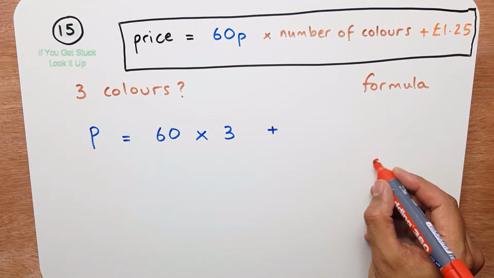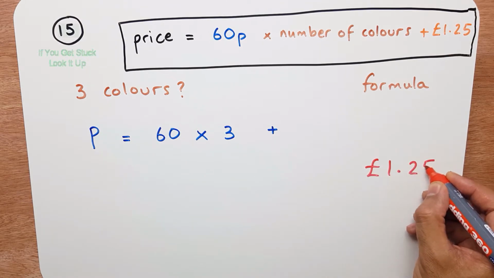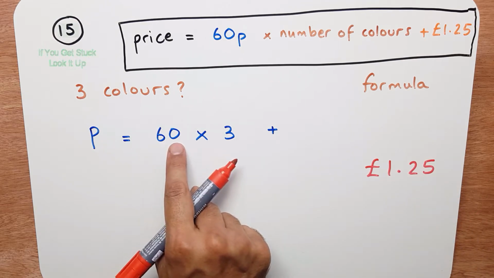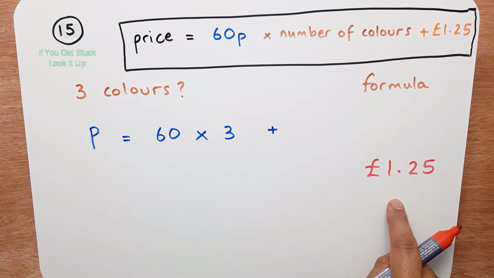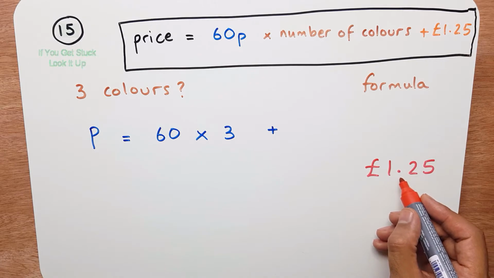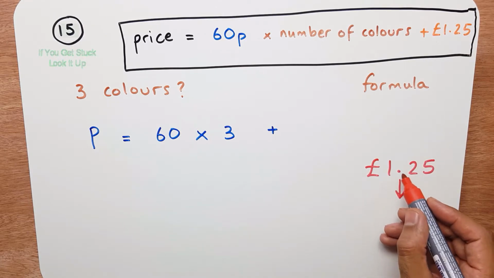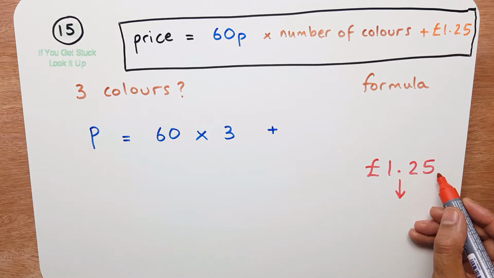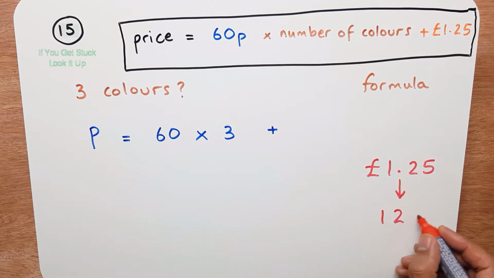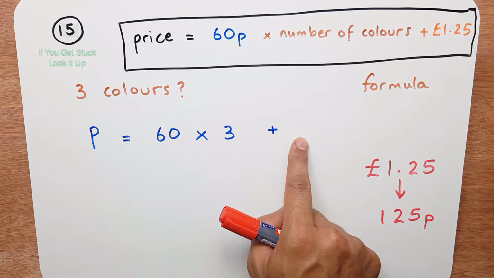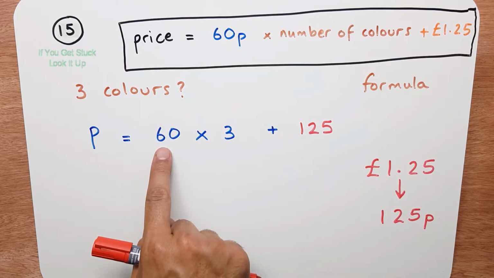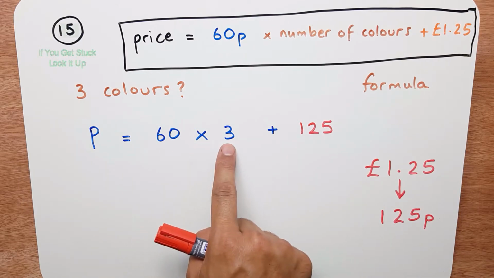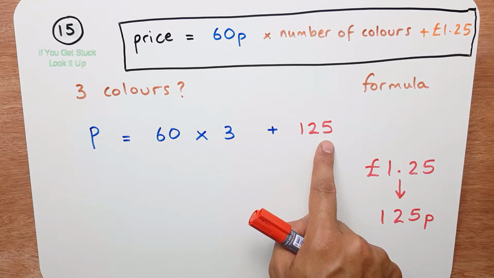Let me just go to the side and write down £1.25. Now this is in pence and this is in pounds. So we need to change this into pence. And all you simply do is move the decimal point 2 places to the right. So that becomes 125 pence. So we can write that there. So our calculation is 60 times 3 plus 125.